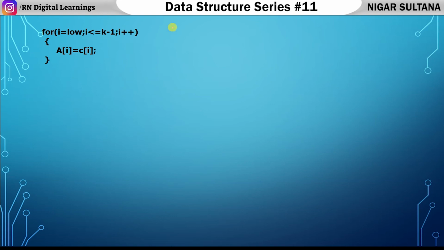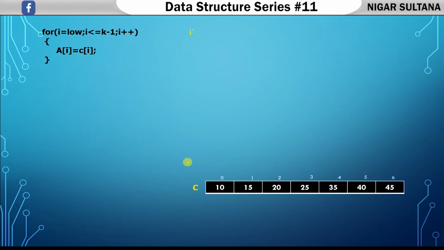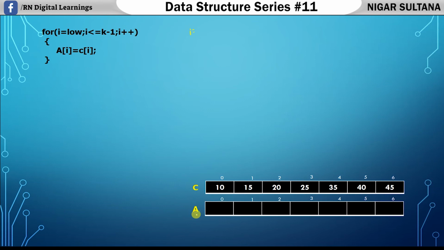So let's start with the first initialization. i value is low. So now this is my C array. We have one more array as A. Now we are going to copy each and every element from C to A. i value is 0, that is low. Is 0 less than or equals to k value, which was 7? 7 minus 1 is 6. This is true. If this is true, enter into the loop.